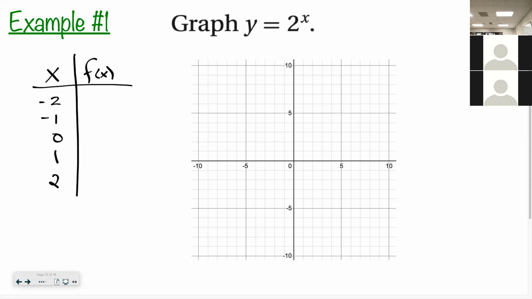Let's start with the easiest one. If I plug in 0, 2 to the 0 is 1. I know, it's the most annoying one to try to remember. I'll do 1 and 2 next, because they're also something you can do in your head. 2 to the first, 2. 2 squared, 4.